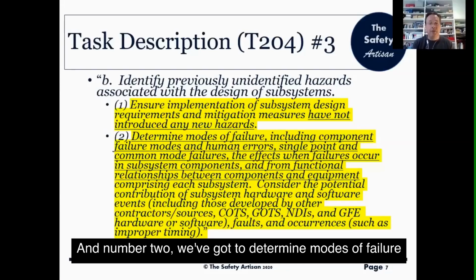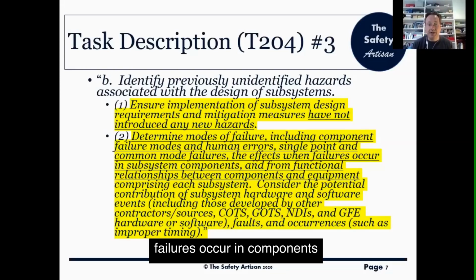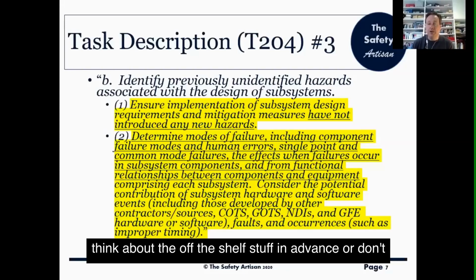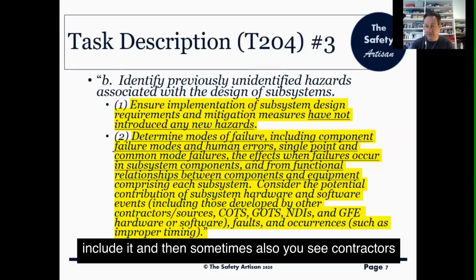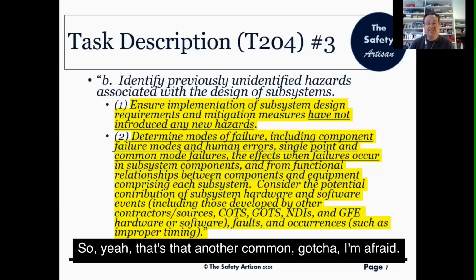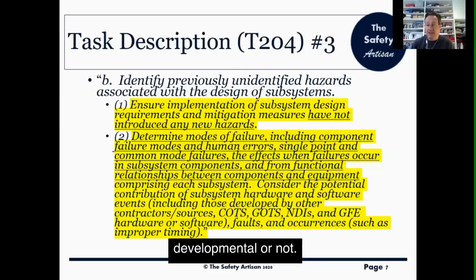And number two, we've got to determine modes of failure down to component failure and human errors, single points of failure, common mode failures, effects when failures occur in components, and from functional relationships. And again, I see very often buyers, purchasers don't think about the off-the-shelf stuff in advance or don't include it. And then sometimes also you see contractors going, well, this is off the shelf. So yeah, that's another common gotcha, I'm afraid. So we do need to think about everything, whether it's developmental or not.